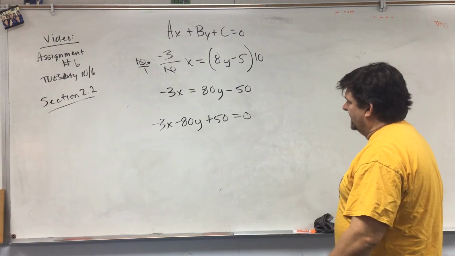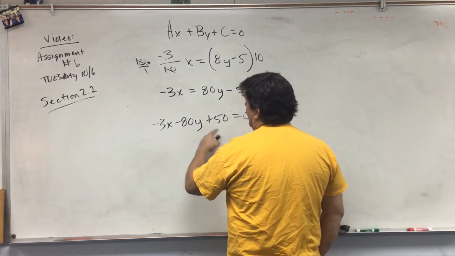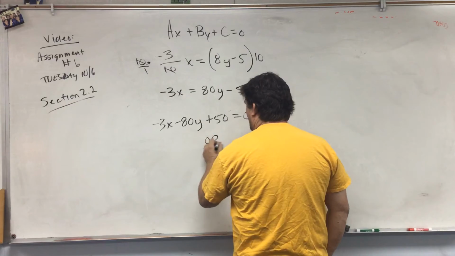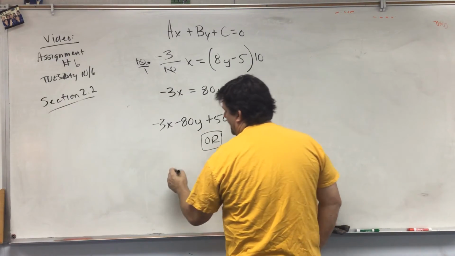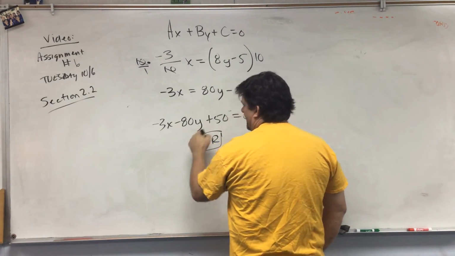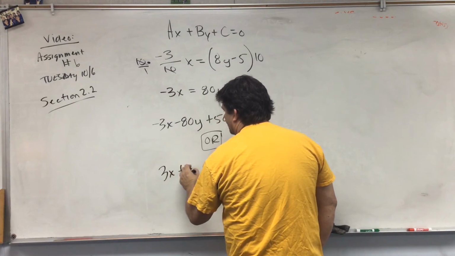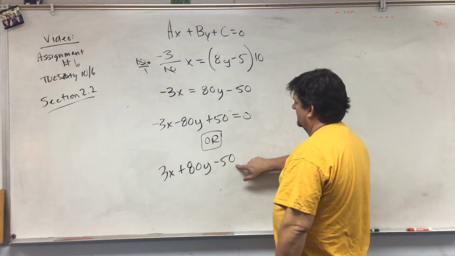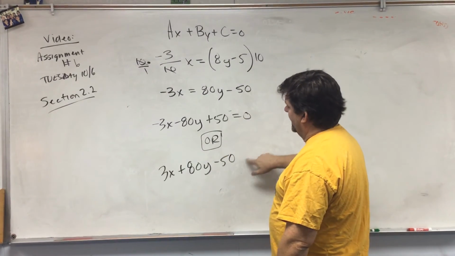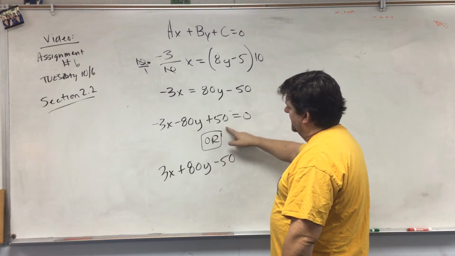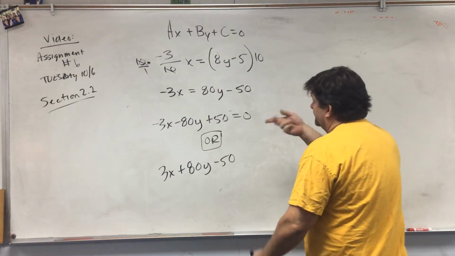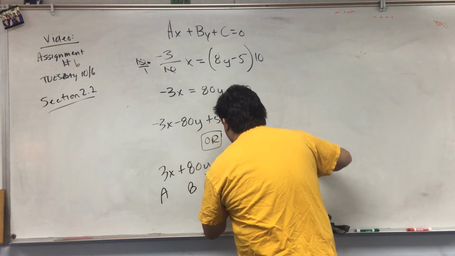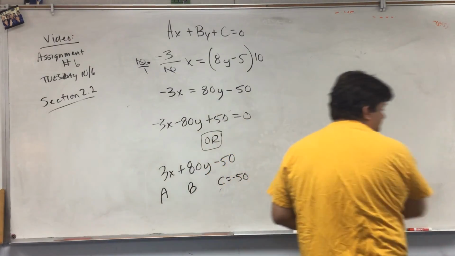So now at this point, I can multiply through by a negative so I can keep a positive. So it's either this, or if I multiply by a negative all the way through, I get 3x plus 80y minus 50. So multiply everything through by a negative, and either one works. And so my A is 3, my B is 80, and my C is -50.